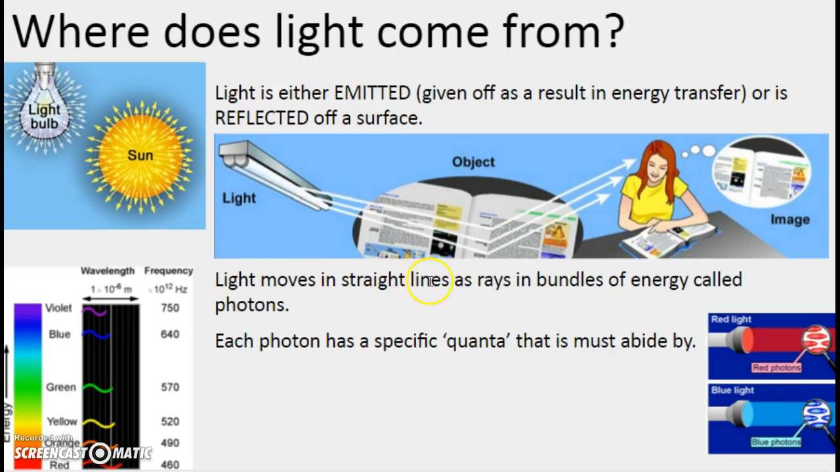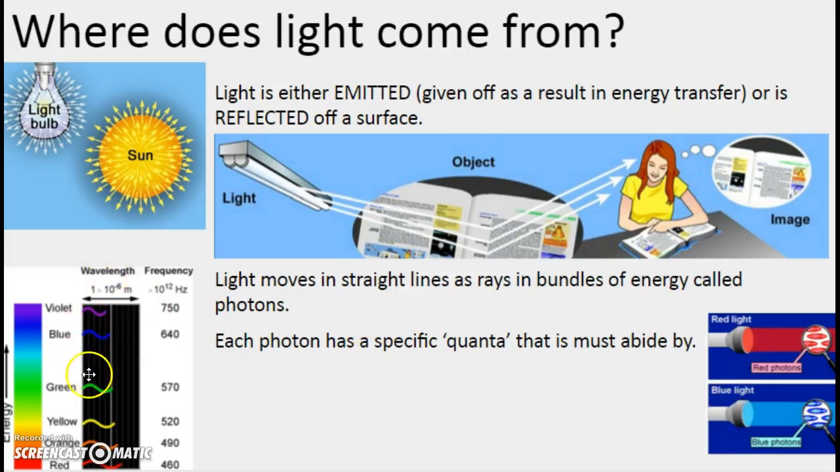So light moves in straight lines that we're going to call rays, and they move in these bundles of energy called photons. Each photon, whether red or blue, has a very specific defined quanta that it must abide by. It's kind of the rules. Red is red and blue is blue, and blue cannot become red and red cannot become blue.